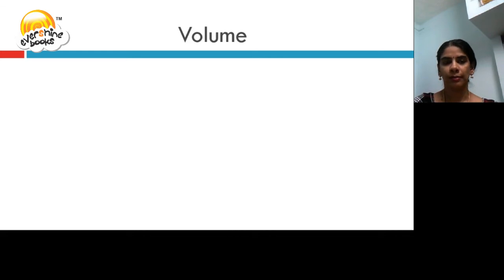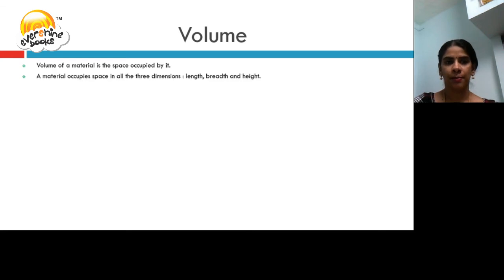Volume. Volume of a material is the space occupied by it. A material occupies space in all the three dimensions, namely length, breadth and height. Hence, in order to measure the volume of a material, we need to measure its length, breadth and height.